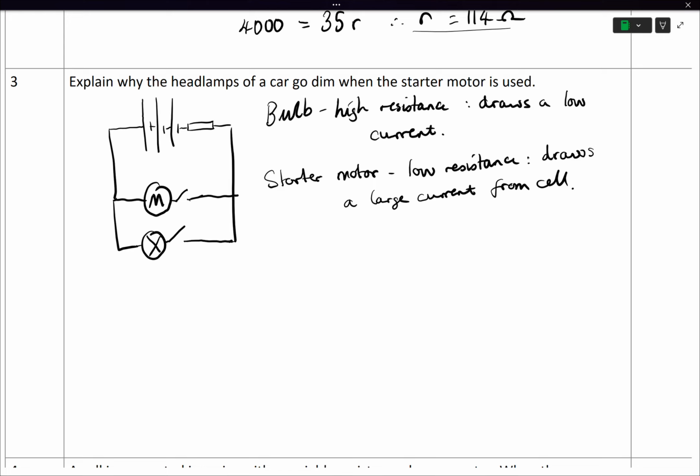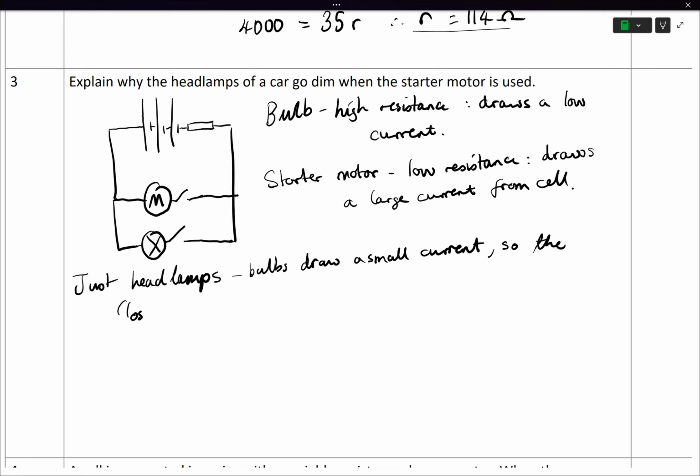So, why the headlamps of a car go dim when the starter is used. When it's just the headlamps on, which it seems to imply at the start of the question, the lights in the car are on, but the motor's not currently turned on. Just the headlamps. The bulbs draw a small current, so the lost volts, which remember are calculated by I times little r, are small.